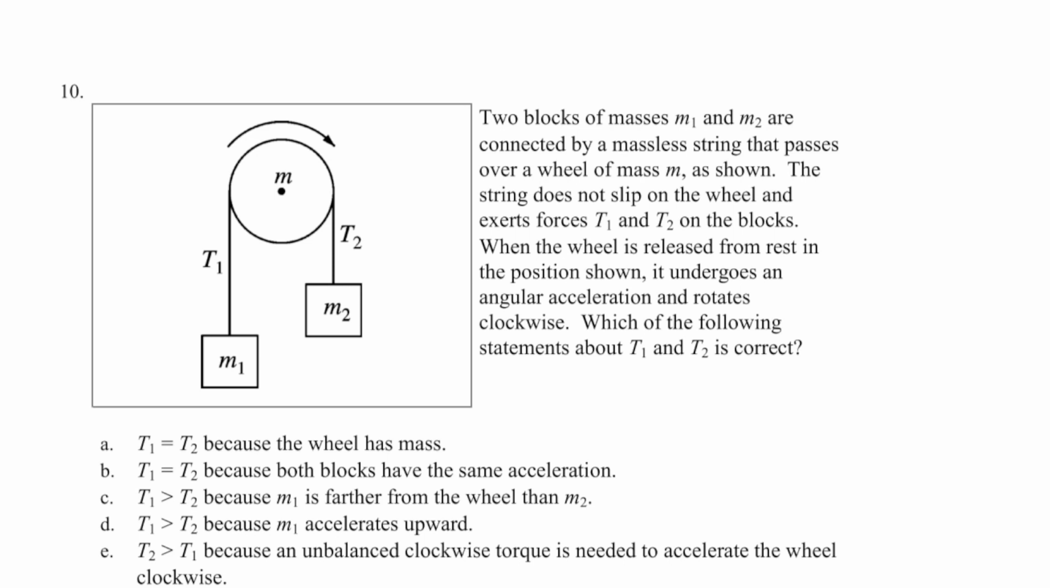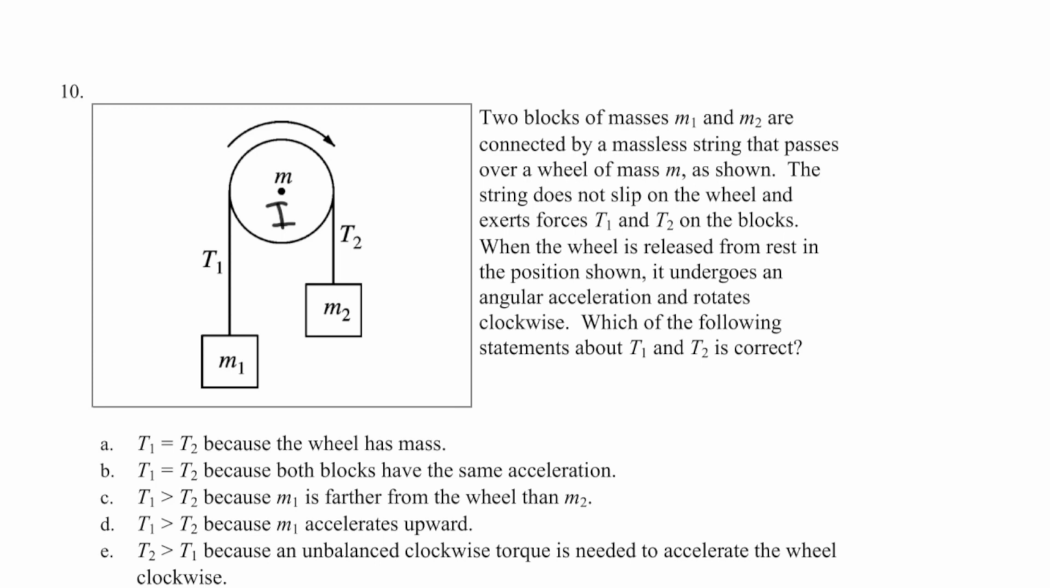Now on to some static equilibrium. Two blocks of masses m1 and m2 are connected by a massless string that passes over a wheel of mass m as shown. So the wheel has mass, which also means it has a moment of inertia. That's the big key to this problem. The pulley has mass. The string does not slip and exerts two different tension forces on each block and rotates clockwise. Which of the following statements about T1 and T2 is correct?